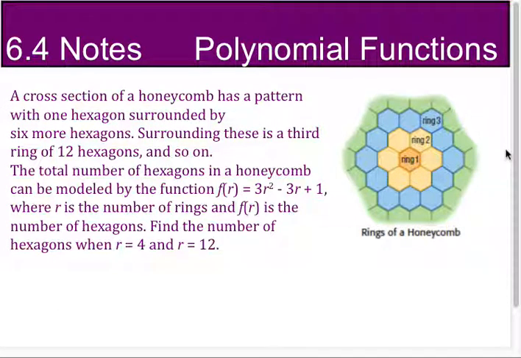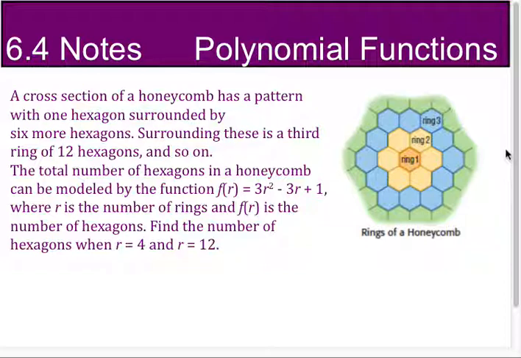Hello class, today we're going to go ahead and cover section 6.4 on polynomial functions. So let's just go ahead and look at an example to begin with. A cross-section of a honeycomb has a pattern with one hexagon surrounded by 6 more hexagons. Surrounding these is a third ring, you can see this with the blue to the right on the picture, of 12 hexagons and so on.